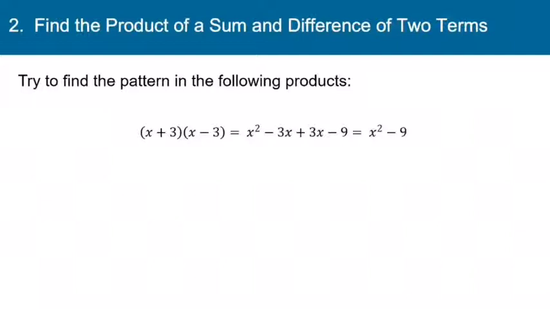Now we're ready to move on to our next shortcut. We're going to learn how to find the product of a sum and difference of two terms. Now this is a little different from squaring a binomial, because notice here we're talking about the sum and the difference of two terms. So this cannot be written as x plus 3 squared, because it's not x plus 3 times itself, it's x plus 3 times something else entirely.